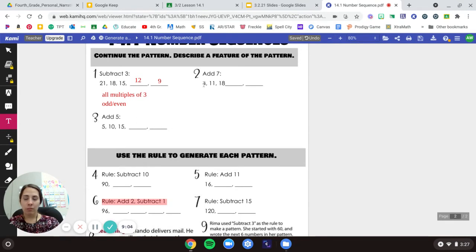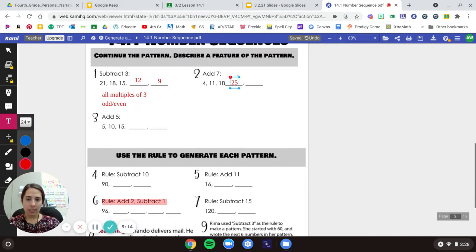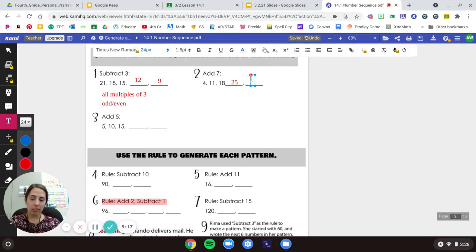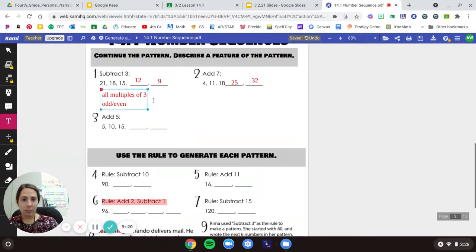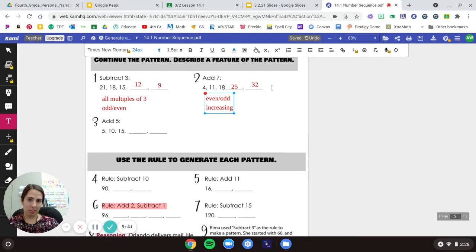Adding 7. 4, 11, 18. So I'm going to add 10, 28, and take away 3. 28, 27, 26. I should have 25. Same thing. I'm going to make it 35, 34, 33, 32. What's a pattern we notice here? Well, here I also note this time it's an even odd pattern. And this time our pattern is increasing. Might have been another thing that you noticed. I think, does your observation work for all of the numbers?